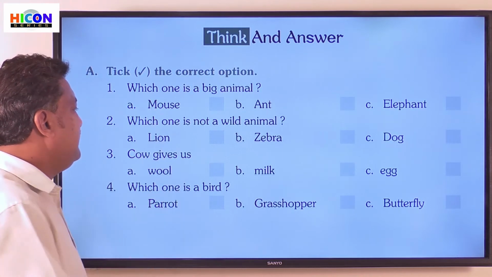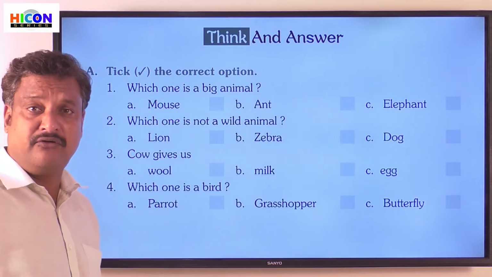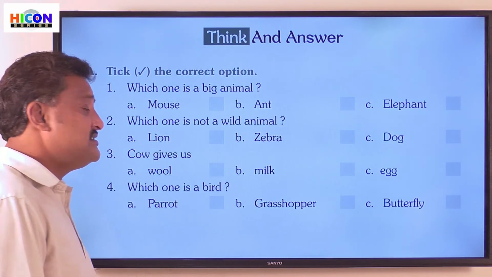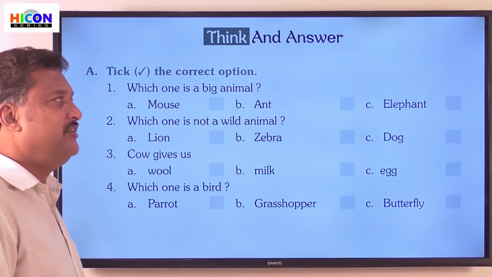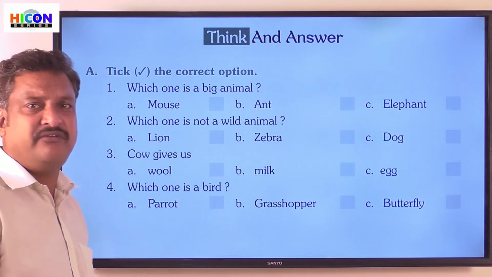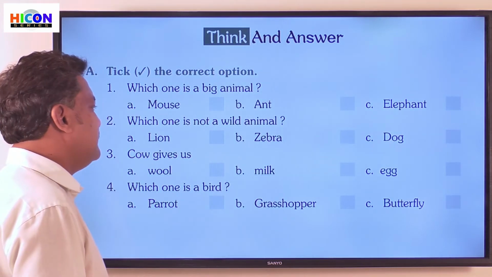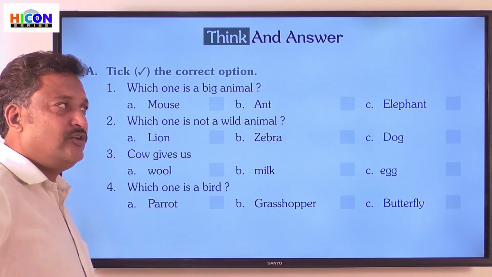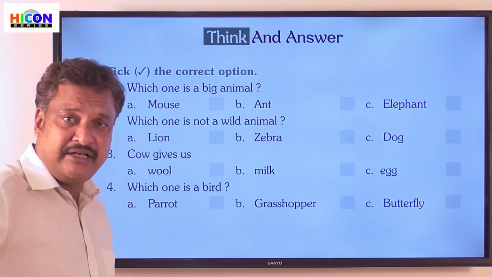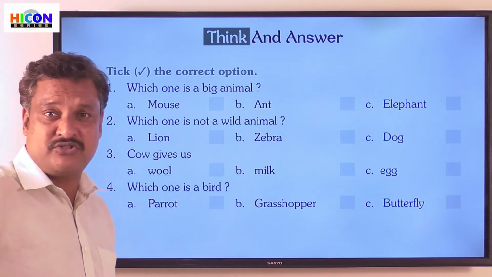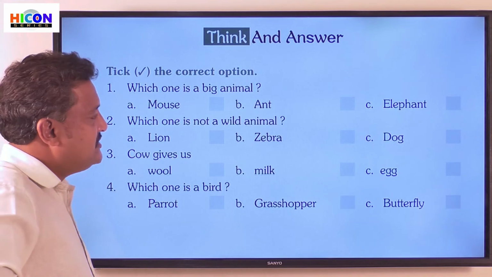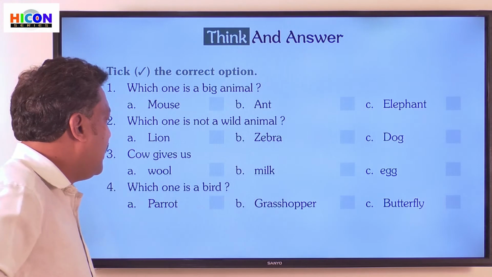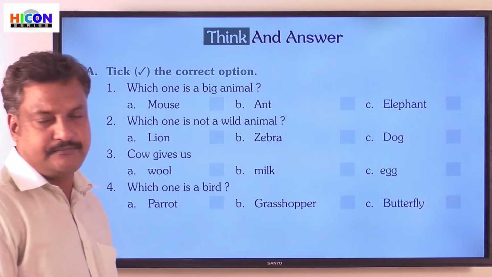First one is lion. Lion is called the king of the forest, so it lives in a forest. Second is a zebra. It also lives in the forest, so that is also not the right answer. Third one is a dog. Dog is a domesticated animal. We grow them as a pet also, isn't it? So what's the right answer? Dog.